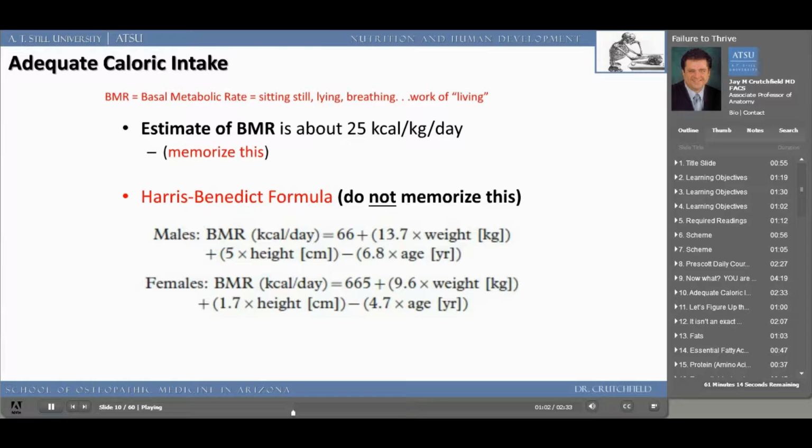Estimate of a daily BMR, the basal metabolic rate of a human being, just lying in bed, flat, breathing, is about 25 kcals per kilogram per day. You need to memorize this.